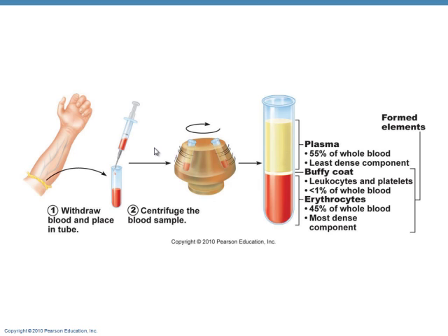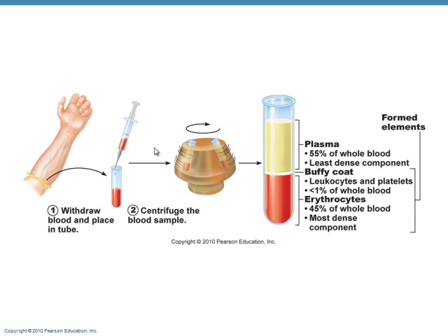It's the least dense of the components that make up blood. The next in line is white blood cells, as far as density goes. Less than 1% of your whole blood is white blood cells. What's another name for white blood cells? Leukocytes, and also fragments of cells that float around in the circulatory system called platelets.